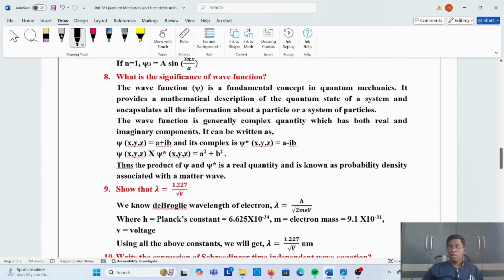Then this is another important question. The question is, what is the physical significance of a wave function? This question can be asked as, what is the physical significance of wave function? Or in some examinations, they simply ask, what is the significance of wave function.